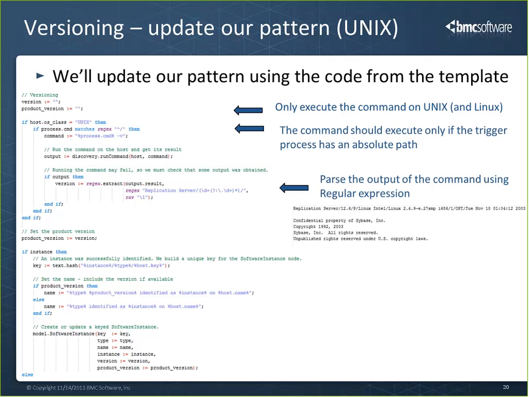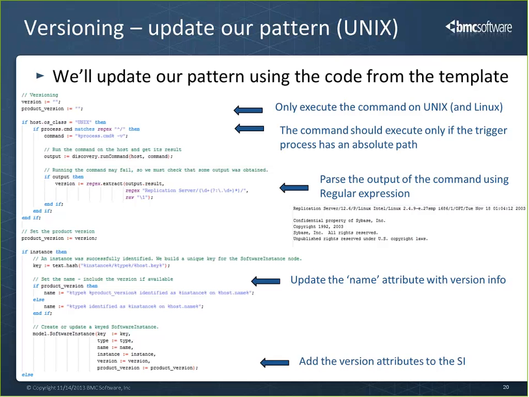Now, once we have executed a command and we've got some output, we want to parse it. We'll use a regular expression for that. Now, the output that would be created is, as you can see on the right side of the slide. And the regular expression is pointed to by the arrow on the left-hand side. If we have obtained the version information, we'll also want to update the name attribute of the software instance with that information. And of course, we can add the version attributes to the SI, and we should add the version attributes to the SI now that we're obtaining the version information.